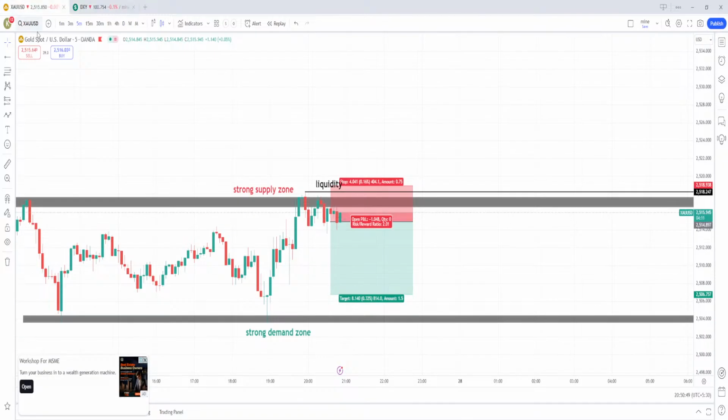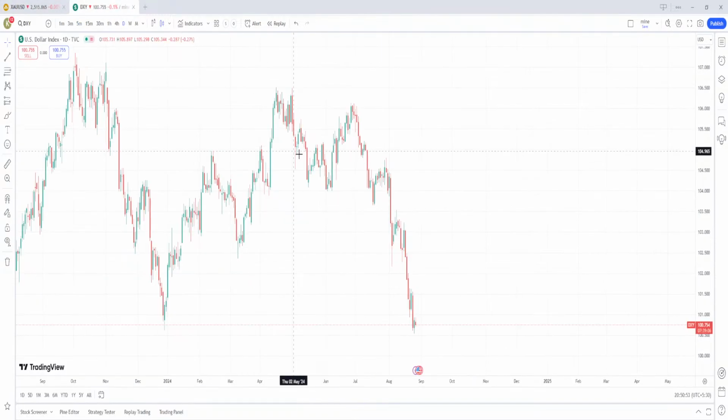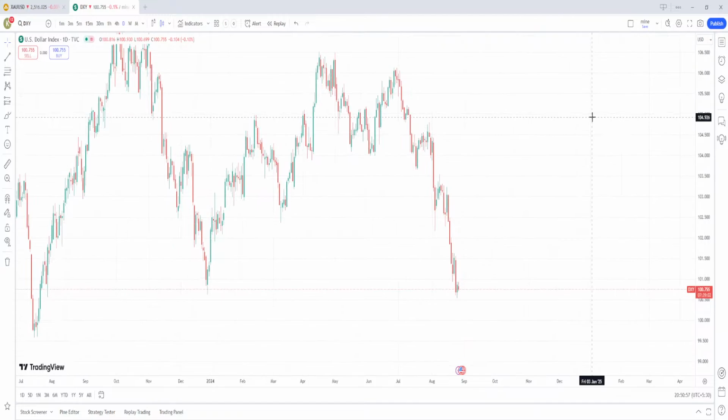See, this is the gold trade which I have taken. Now the trade is going. Now in between I am going to explain how to take simple trades by finding the dollar index trend, the dollar's trend.